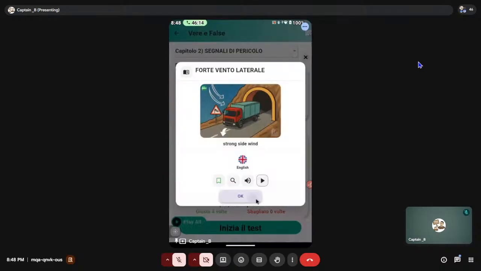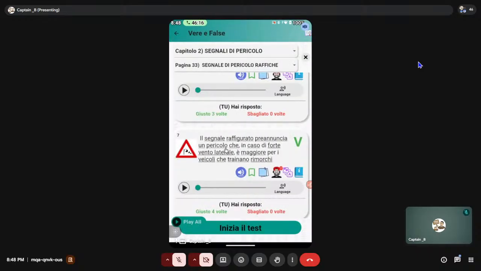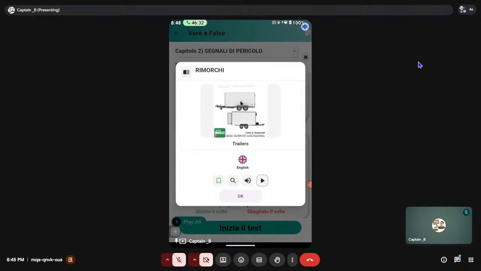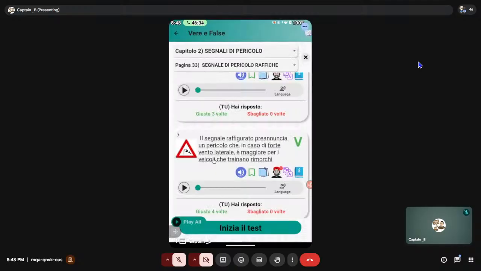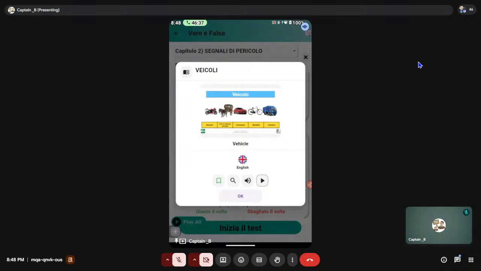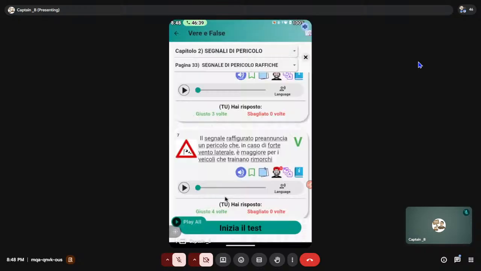Uscita. Il segnale raffigurato preannuncia un pericolo che, in caso di forte vento laterale, è maggiore per i veicoli che trainano un rimorchio. A vehicle that is towing a rimorchio. All right? This is rimorchio. So this is the vehicle. Let's assume it is this one or this one that is towing rimorchio. And the rimorchio is empty. What will happen? The breeze is very dangerous. Pericolo is what? Danger.